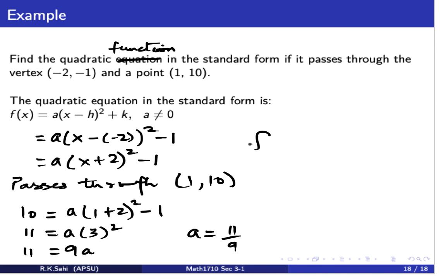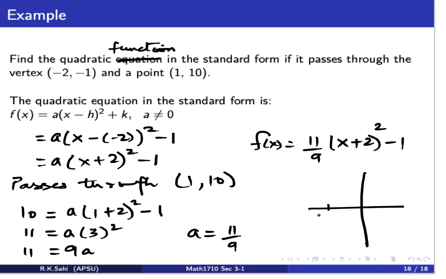So what is the function here? My function is 11 over 9 (x + 2) the whole square, minus 1. Now 11 over 9 is positive, so it's opening upward. It has vertex (-2, -1). It's opening upwards, guys, something like that. That's how your graph looks. Okay? Thank you.